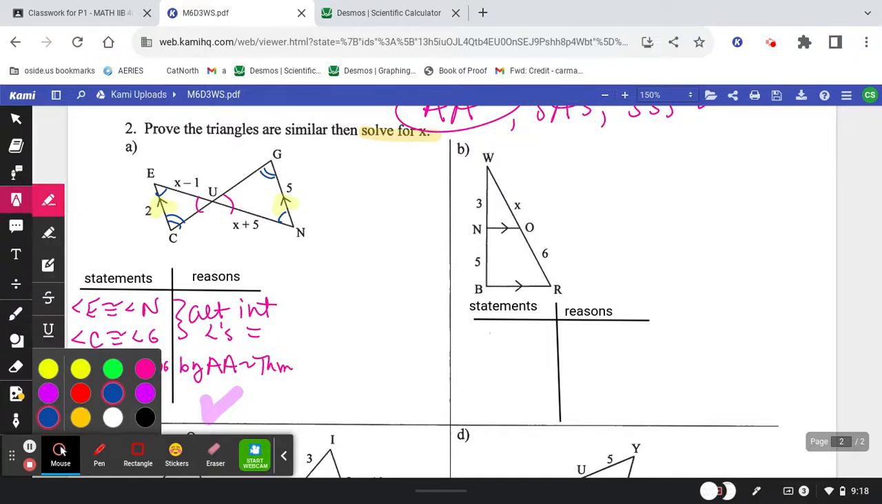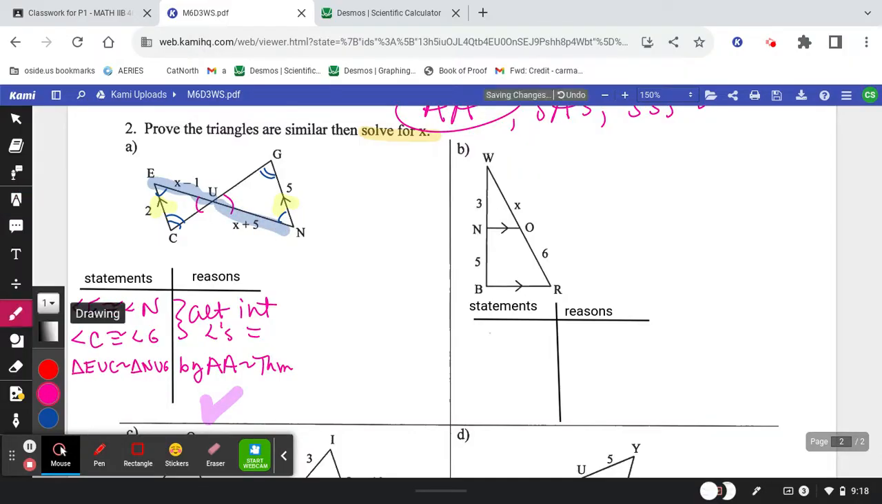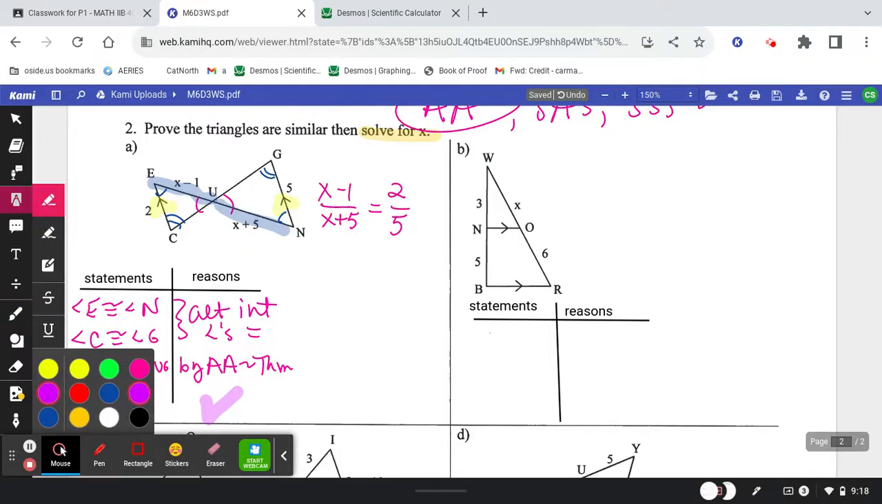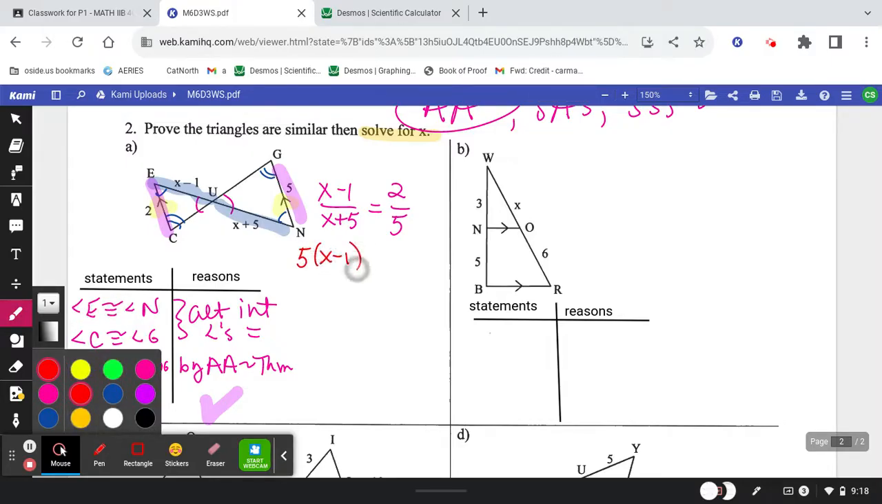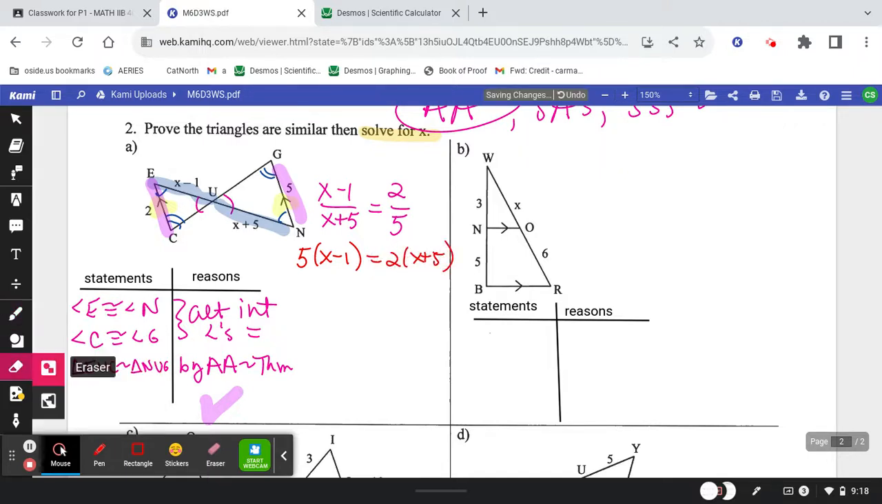All right, I'm going to go, this corresponding side is to this. So x minus 1 is to x plus 5. If I went left to right, I have to go left to right with the other side. So left is to right as left is to right. We now cross multiply. 5 times the quantity x minus 1, and then 2 times the quantity x plus 5, and we're going to solve this.